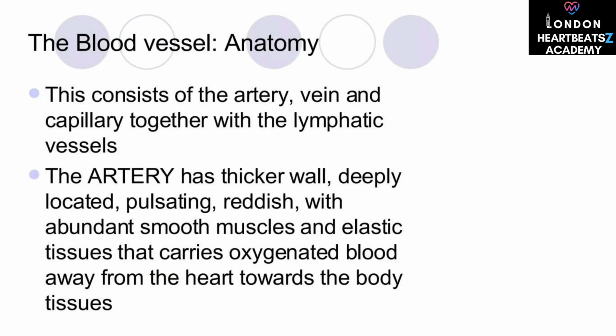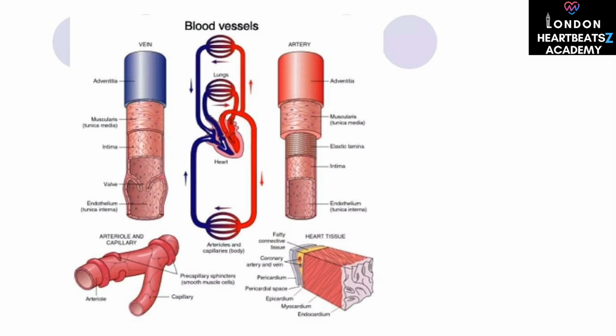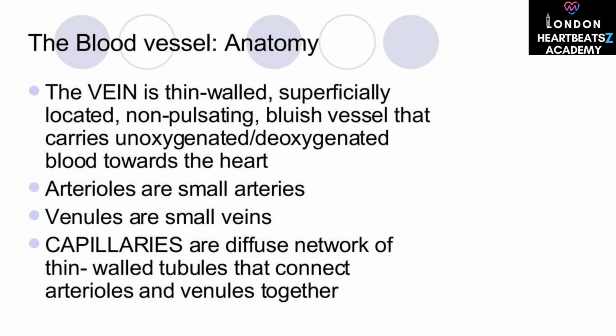Blood vessels include arteries, veins, and capillaries, as well as lymphatic vessels. Arteries have thicker walls, are deeper, and carry oxygenated blood away from the heart. This diagram illustrates the structure of arteries, veins, arterioles, and capillaries, showing the flow of blood through the circulatory system and the different layers of the vessel walls. Veins are thin-walled, non-pulsating, and carry deoxygenated blood towards the heart. Arterioles and venules are small arteries and veins. Capillaries form a network connecting them.